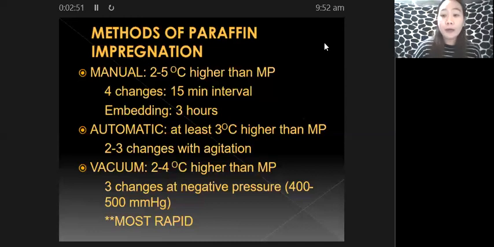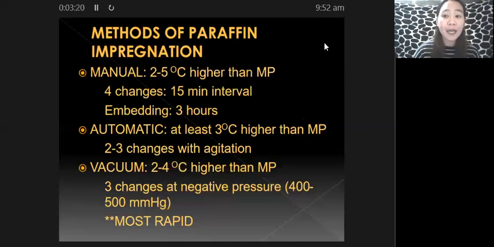For our manual method, we have to look at the required temperature again. The required temperature for manual paraffin impregnation is 2 to 5 degrees Celsius higher than the melting point of the wax. But again, just like what I have previously discussed, you have to be careful not to exceed the temperature beyond 60 degrees Celsius. Otherwise, it will already be deleterious to your tissue sample.